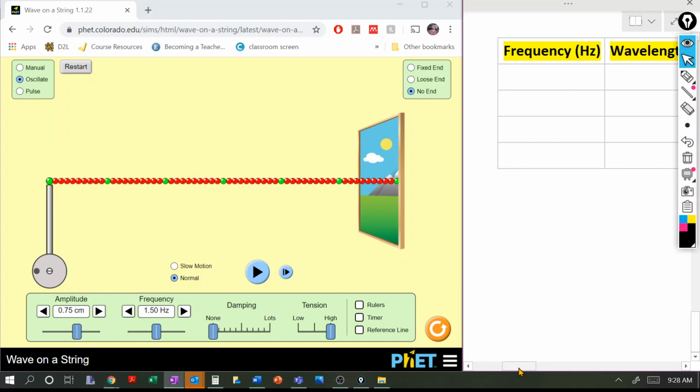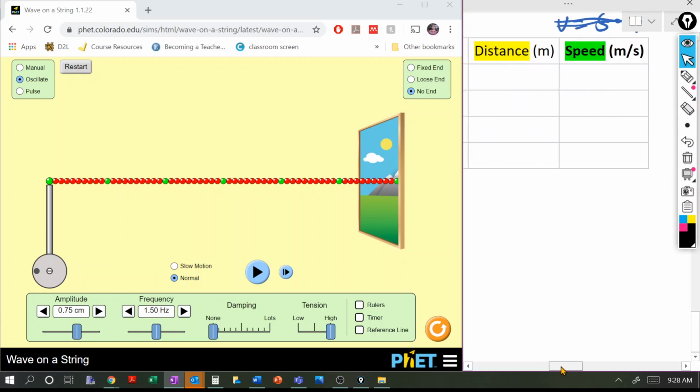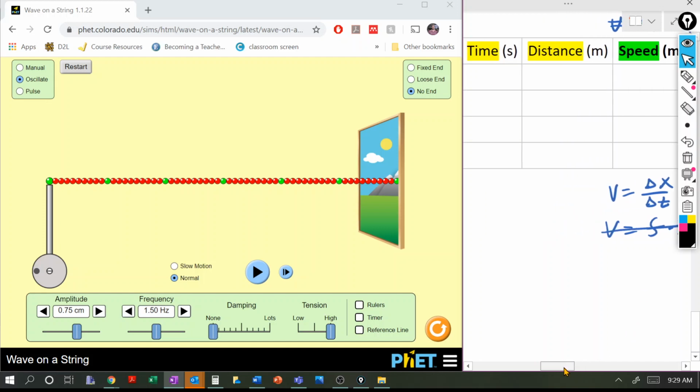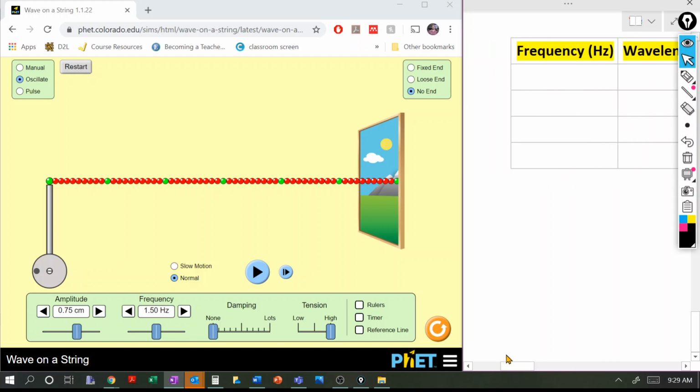These are the values we have to measure for the first experiment: frequency, wavelength, time and distance, and we have to calculate speed. Today we're going to calculate speed with velocity equals distance divided by time. We're not going to use frequency times wavelength. Okay? So be aware of that. Let's get the frequency. The frequency is right here, 1.5 hertz. And I don't need to put the unit because it's already in the header.